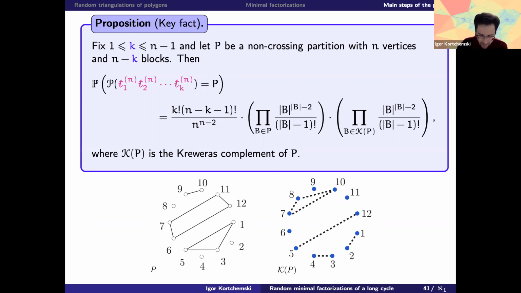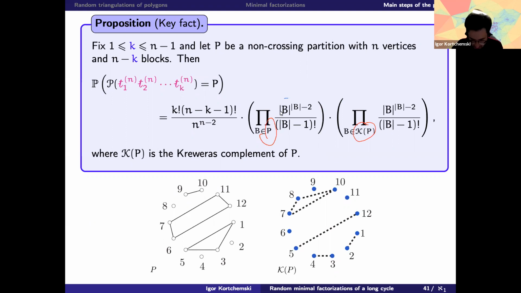and then the law of the non-crossing partition you get after reading the first k transpositions is explicit. There's some factor which depends on k and n, and there's a product on the blocks of the non-crossing partition and on the blocks of the Kreweras complement. And the things involved are just the sizes of the blocks. And this is not very difficult to prove. Behind this is the fact that the number of minimal factorizations of a cycle is explicit.